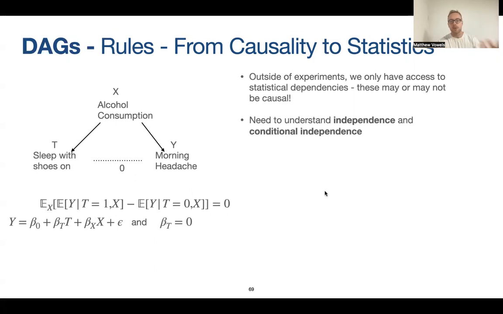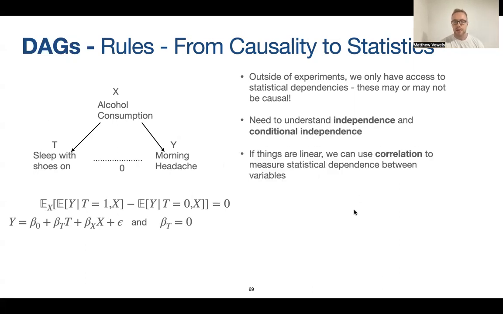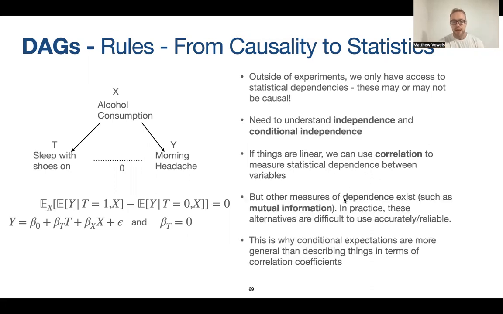And so to this extent, we need to understand both independence and conditional independence. Independence and conditional independence are quantities that describe the statistical relationships between variables as implied by the graph that we suppose. And so we'll talk about this in more detail. And if we're in the linear world, linear land, we can use correlations to measure these statistical dependencies. If we're going nonlinear, we may need other measures of statistical relationships, statistical associations. I'm not going to talk about these other measures of statistical dependence. One example is mutual information, but these are quite difficult to calculate reliably, particularly in the non-parametric case.